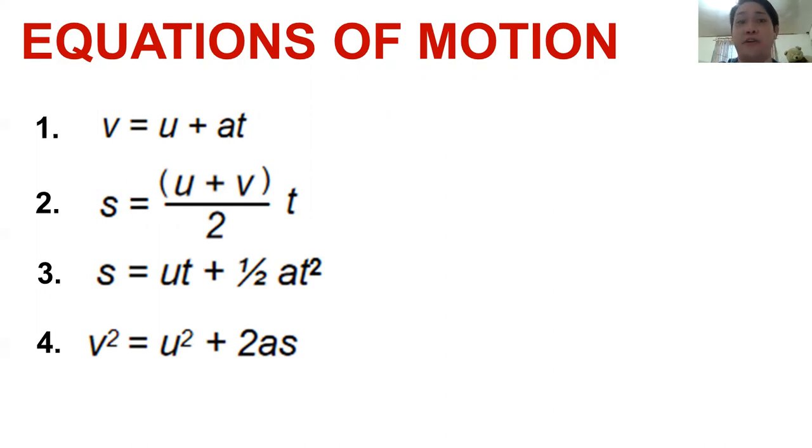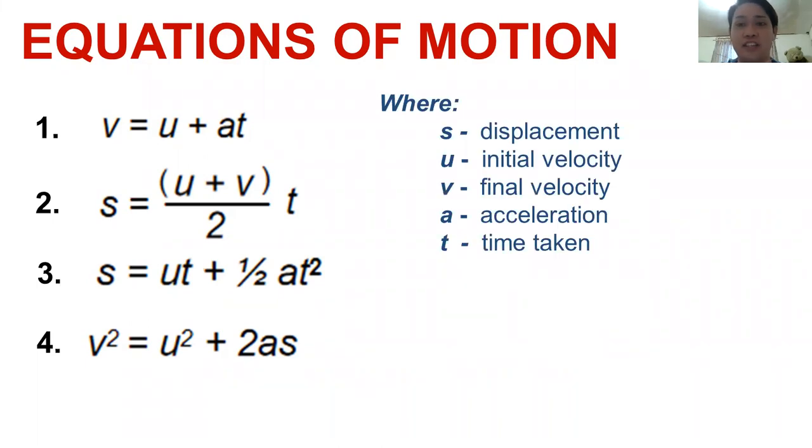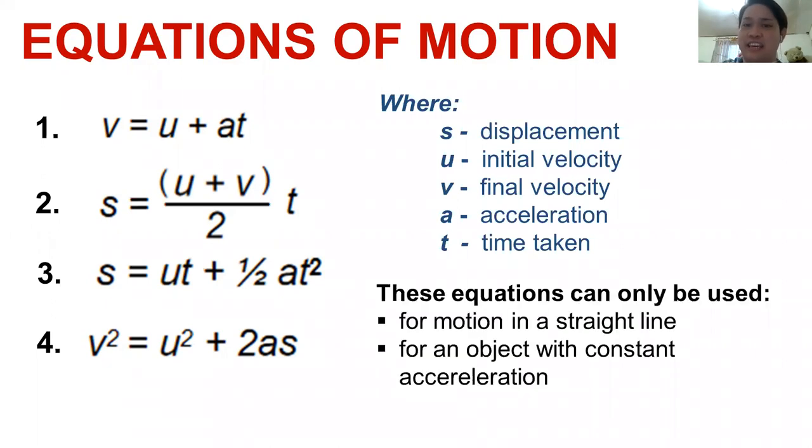So these are the 4 equations of motion that we just derived. Remember the quantities, where S is the displacement, U is the initial velocity, V is the final velocity, A is the acceleration, and T is the time taken. Always remember that these equations can only be used for motion in a straight line, for an object with constant acceleration. So I hope you got it. Do not forget that one.